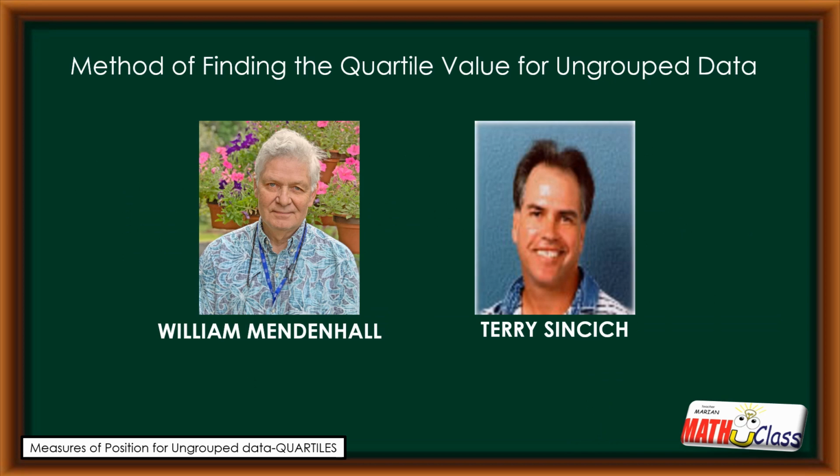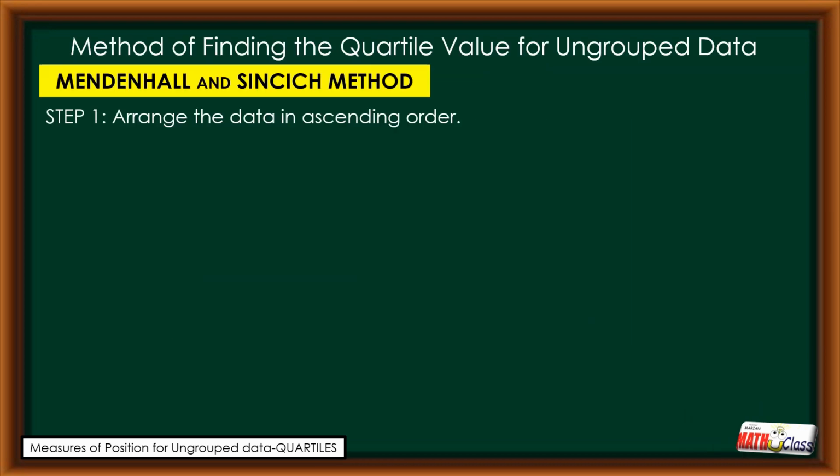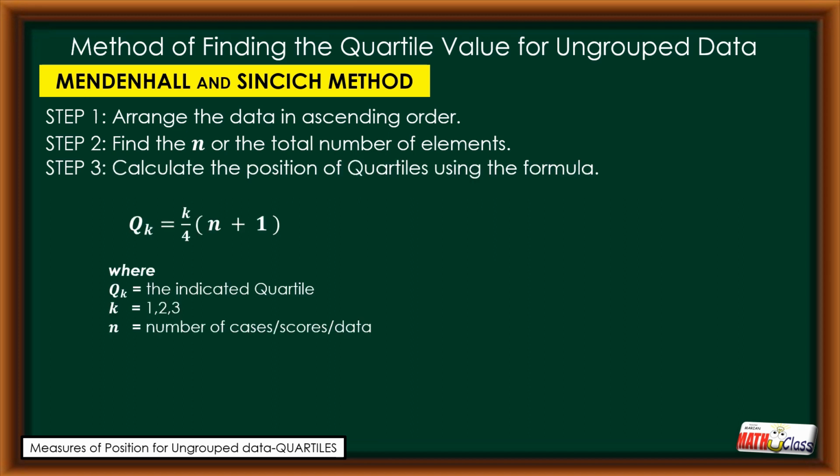William Mendenhall and Terry Sincich developed the steps to find the position of the quartile in the given data. So in using the Mendenhall and Sincich method, you need to follow these steps. Step 1. Arrange the data in ascending order. Step 2. Find n or the total number of elements. Step 3. Calculate the position of quartiles using the formula Qk = k/4 (n + 1), where Qk is the indicated quartile.